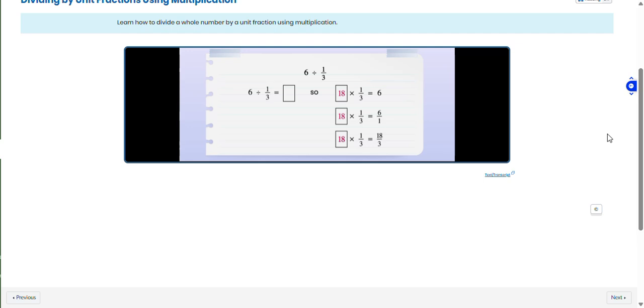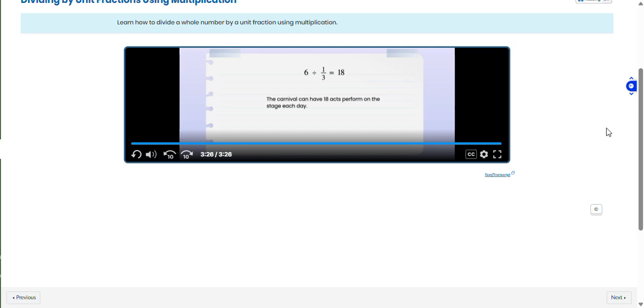And 6 divided by 1/3 equals 18. We found the answer to our division problem. Because 6 divided by 1/3 equals 18, the carnival can have 18 acts perform on the stage each day. Cool.